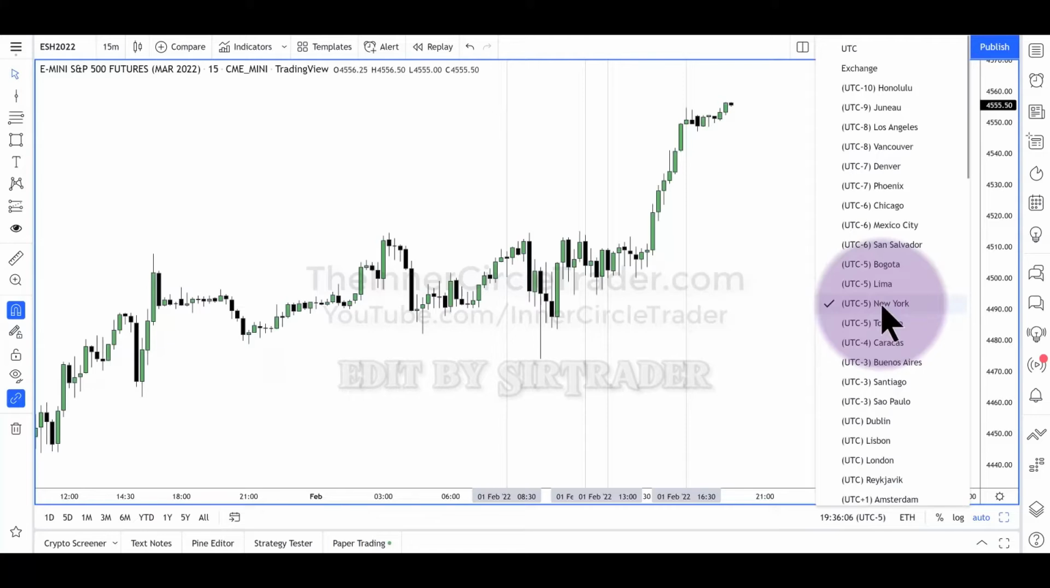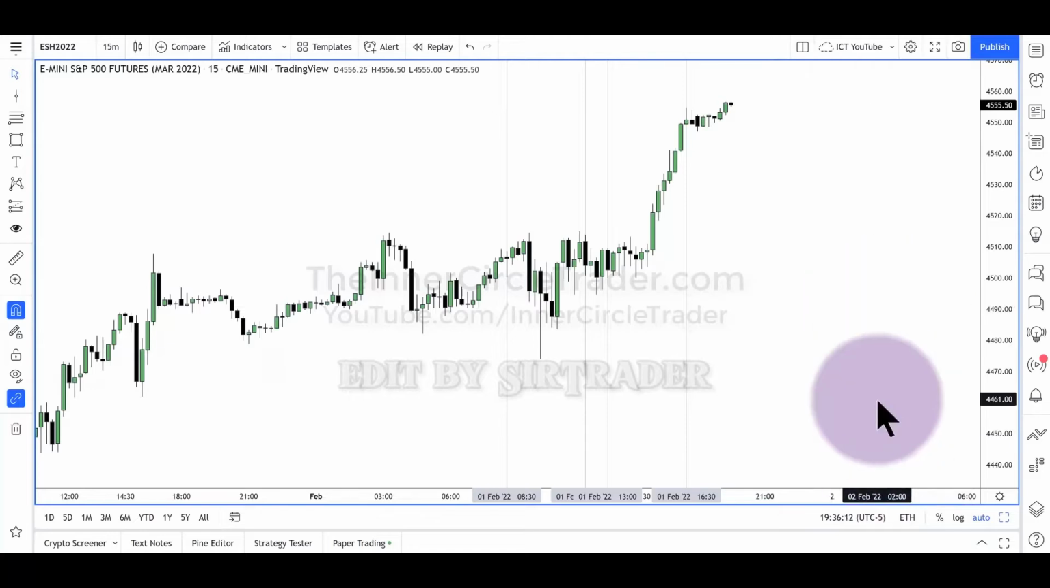Set your TradingView chart to this. If you do that, no matter where you are in the world, you'll be able to calibrate your local time with this. Everything I'm showing you is directly linked to New York local time. If you do any other time frame, you're going to mess up.